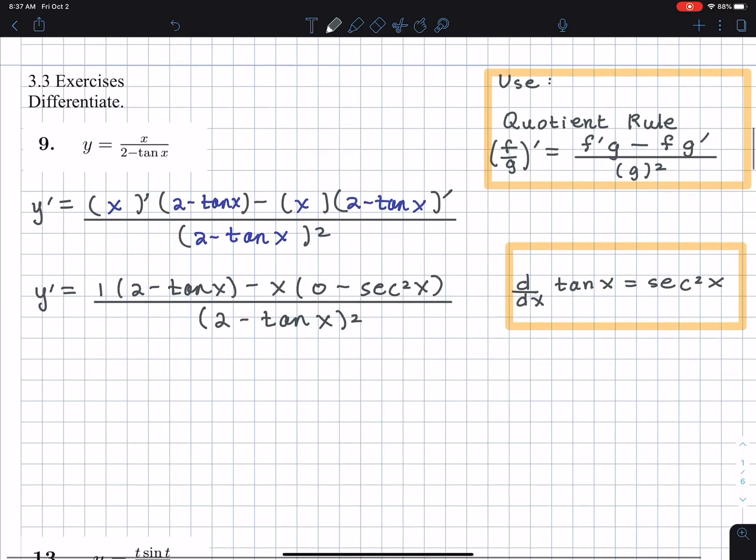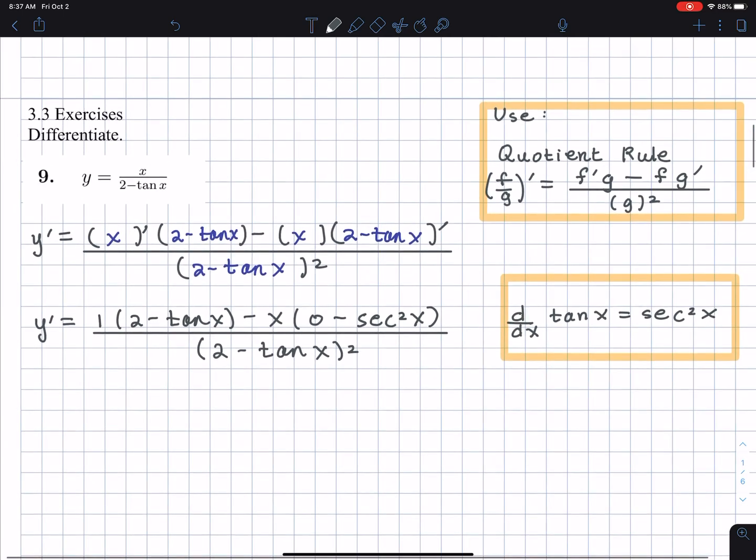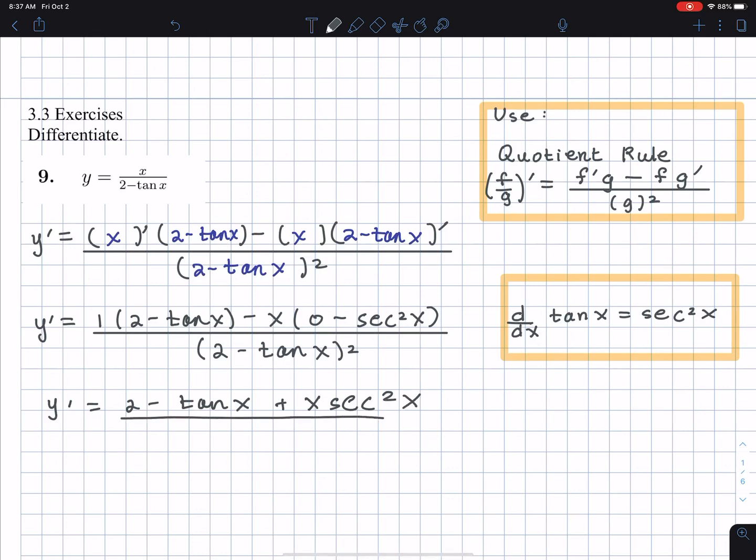This one doesn't really have very much in the way of simplifying. This gives us y prime equals 2 minus tan x plus x secant squared x, all divided by 2 minus tan x squared.